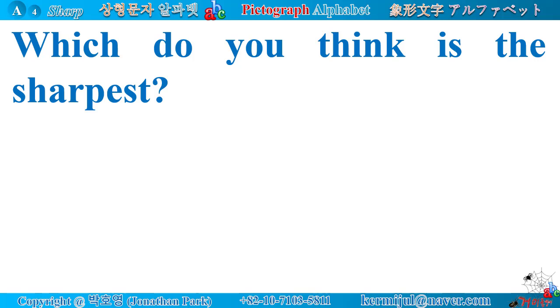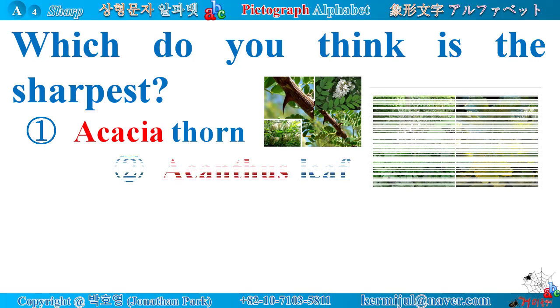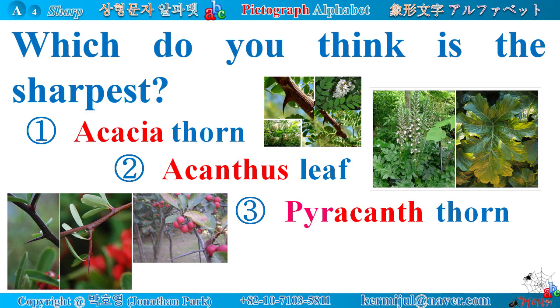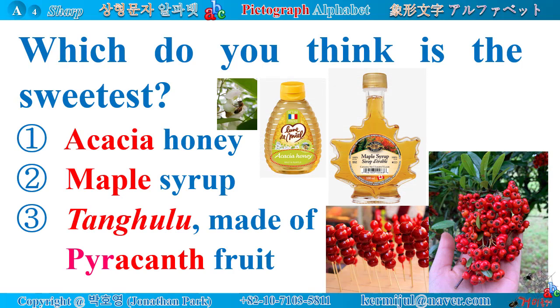Which do you think is the sharpest? Number 1. Acacia thorn. Number 2. Acanthus leaf. Number 3. Pyracanth thorn. Number 4. Acer leaf. Which do you think is the sweetest? Number 1. Acacia honey. Number 2. Maple syrup. Number 3. Tanghulu, made of pyracanth fruit.